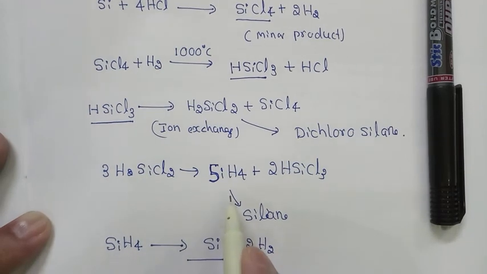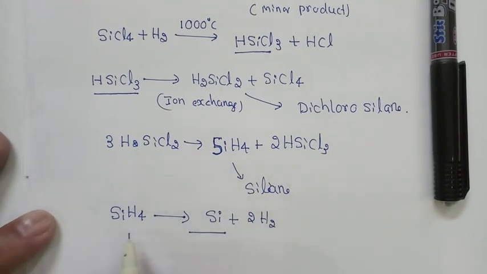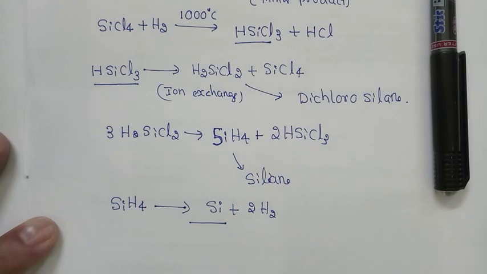Now silane, that is silicon tetrahydride, is purified by distillation using a chemical vapor deposition reactor. It contains mounted silicon seed rods. Here silane is decomposed to give silicon, and it is deposited in ultra pure form. Now this ultra pure form of silicon is called solar grade silicon.